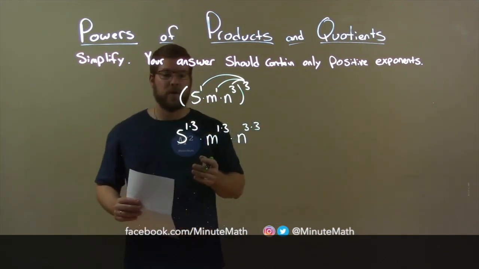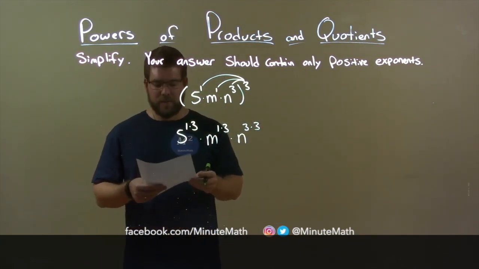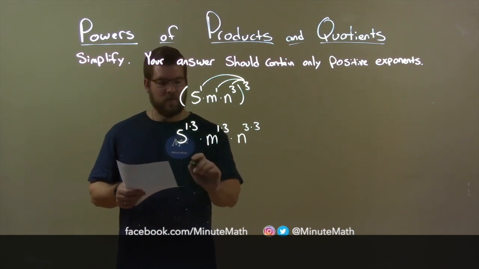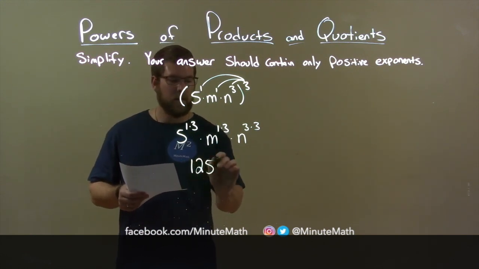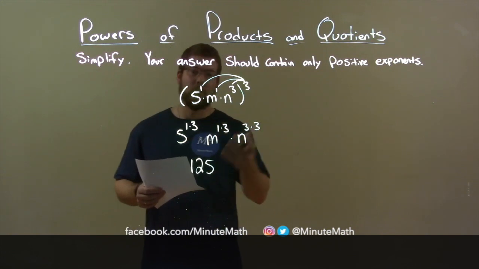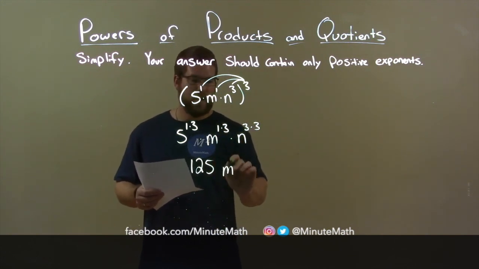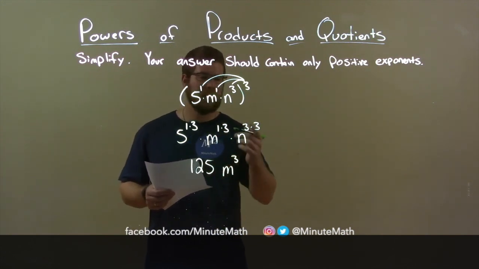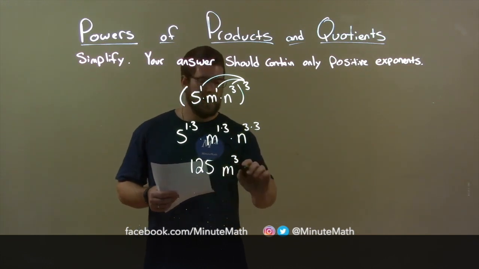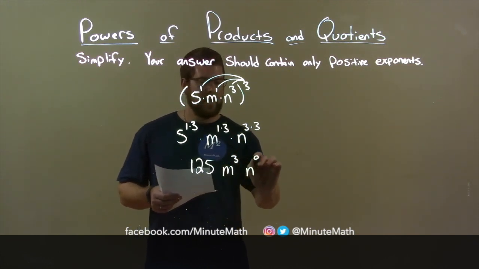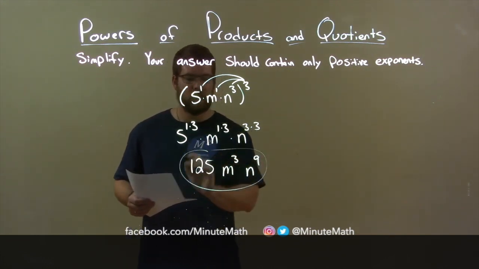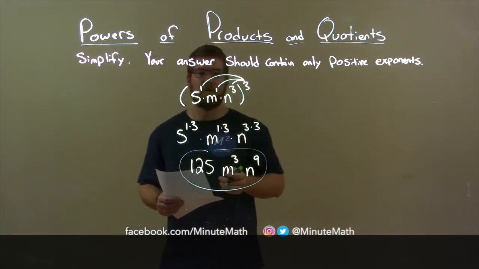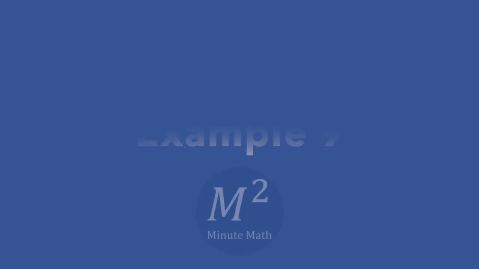Well, now we can simplify. 1 times 3 is 3, and 5 to the 3rd power is 125. 1 times 3 is also 3 again, and so we have m to the 3rd power. And lastly, 3 times 3 is 9, so we have n to the 9th power, giving us our final answer of 125 m to the 3rd power, n to the 9th power.